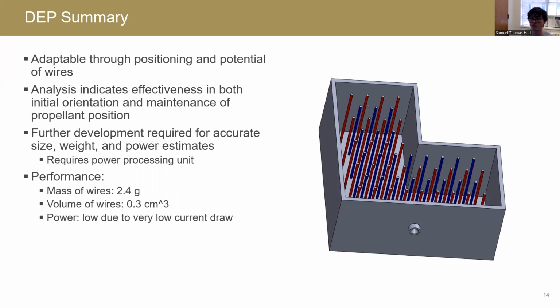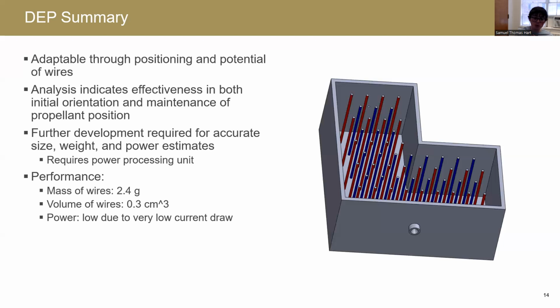And there's a lot of further development that needs to be done even to estimate the size, weight, and power of this system. So for example, this system will need a power processing unit to generate those high potentials we discussed. And this power processing unit has not yet been fully developed. So for the time being, merely just so we have some way of evaluating its performance, we analyze the mass and volume of the wires. Now these are 28 gauge wires. And so as one would expect, the mass and volume are very low.